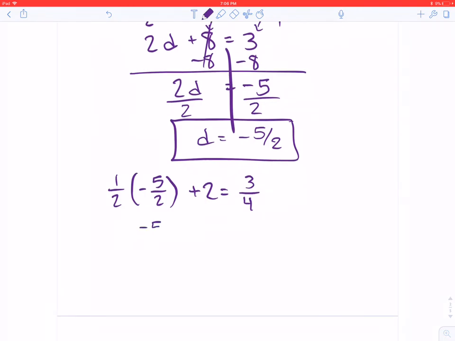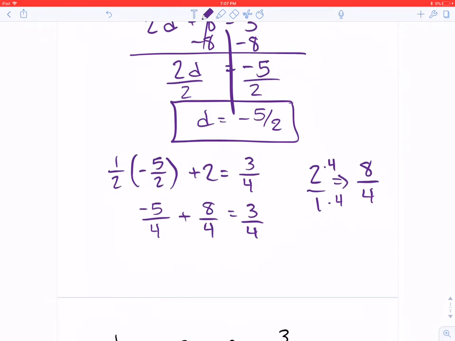All right, multiply across. 1 times negative 5 is negative 5. 2 times 2 is 4. Plus 2 equals 3/4. Now to do this, we need to know fraction rules. So this 2 we need to make a denominator. We need to convert it to a denominator of 4. Right now it has a denominator of 1. So if I multiply this by 4, I have to multiply this by 4. So we get 8/4. So let's erase the 2 and say 8/4. So I have 8 minus 5 is 3/4 equals 3/4. And it checks out. All right, let's try another one.